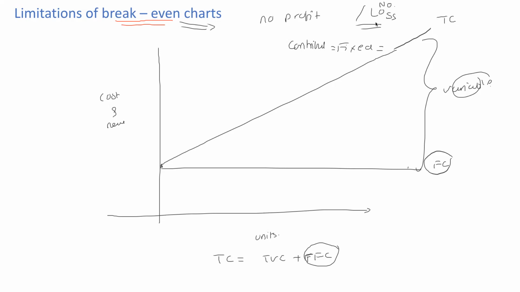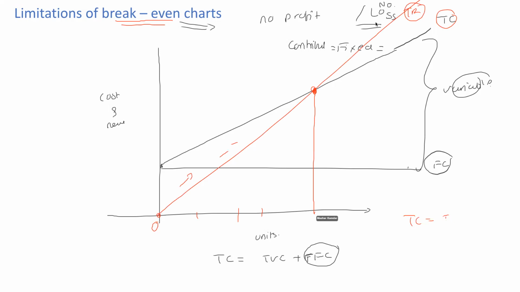Revenue will always start with 0. If you sell 0 units, you're going to earn no revenue. So the revenue would go like this. If you increase the number of units, the revenue will also go on increasing. A point where your total cost is equal to your total revenue is a point where you make no profit and no loss, and this is called the break-even point.